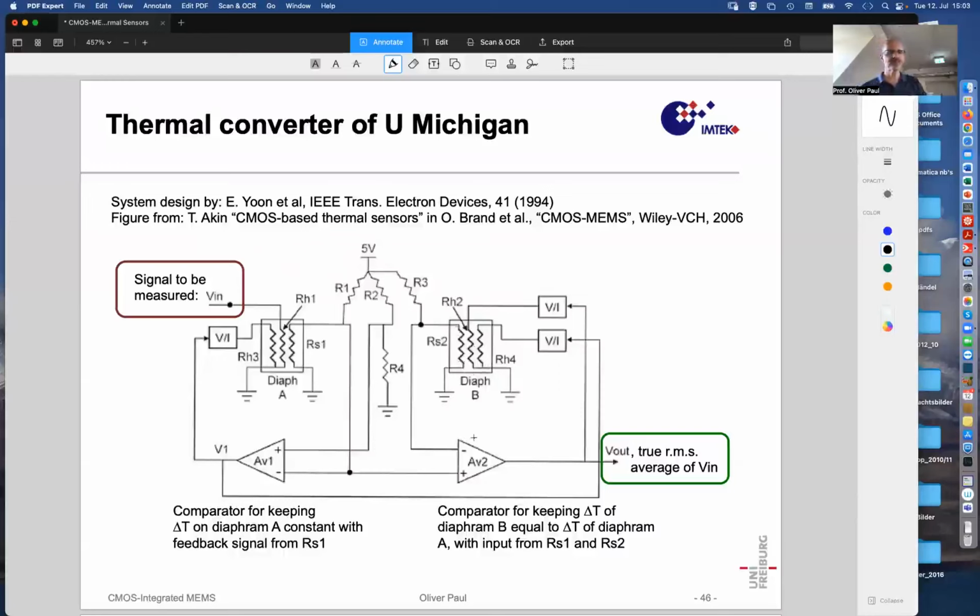There's the one signal that comes in here that heats the membrane, and here is a reference signal that does the same thing. And then there are some additional heating, biasing signals implemented via the other resistors, to operate this whole thing in a stable, equal operation point. And as in all these thermal converters, the output signal is then the true RMS average of V in.